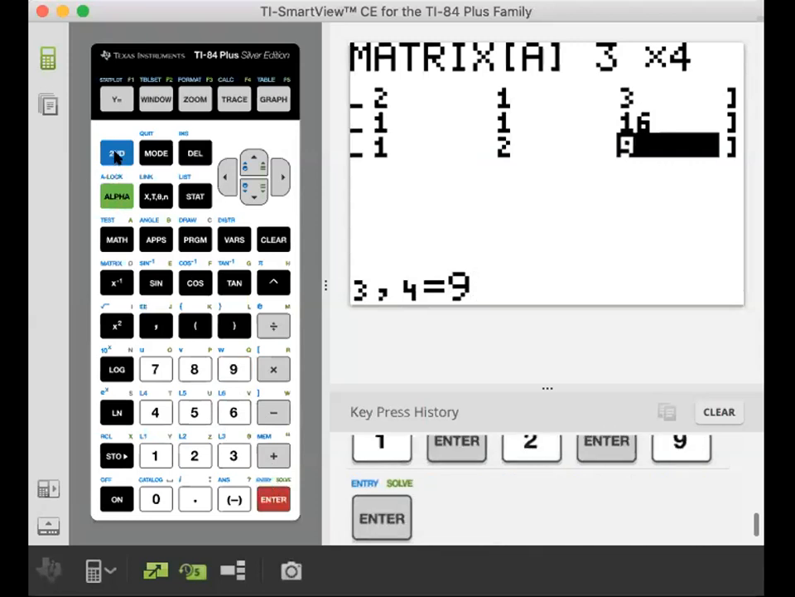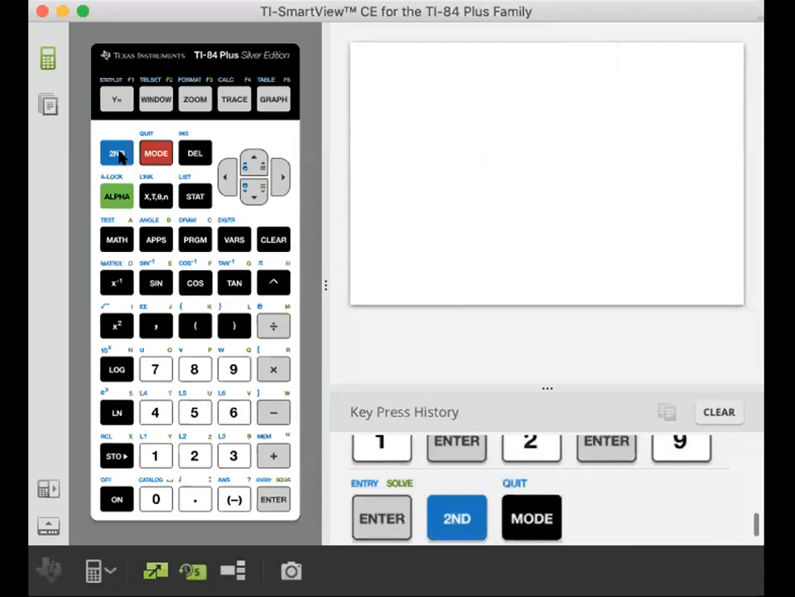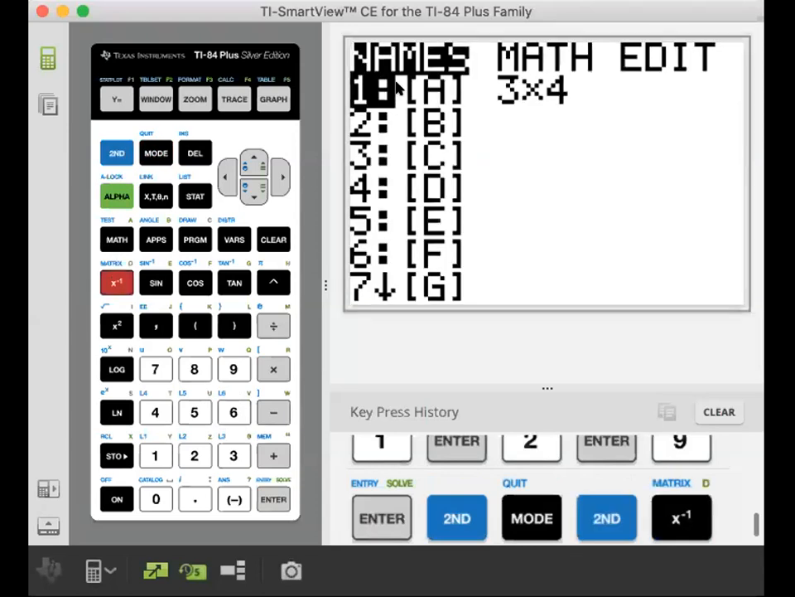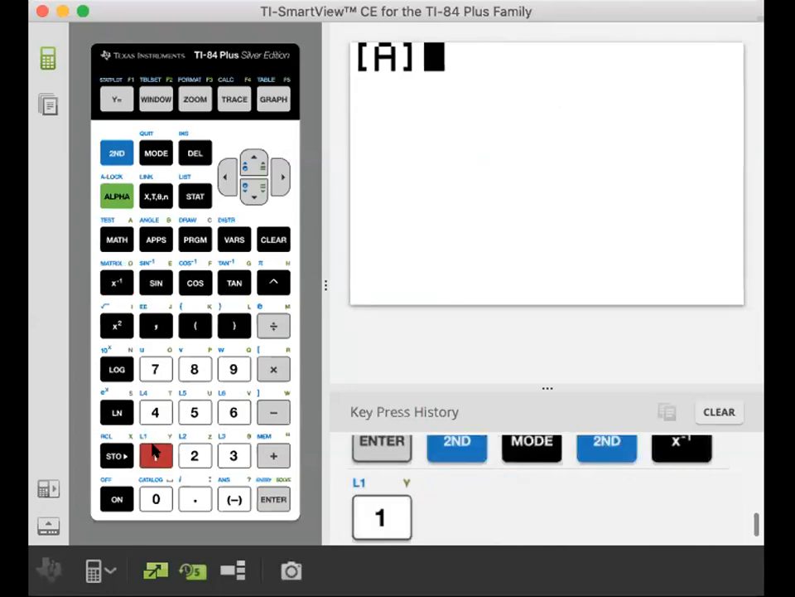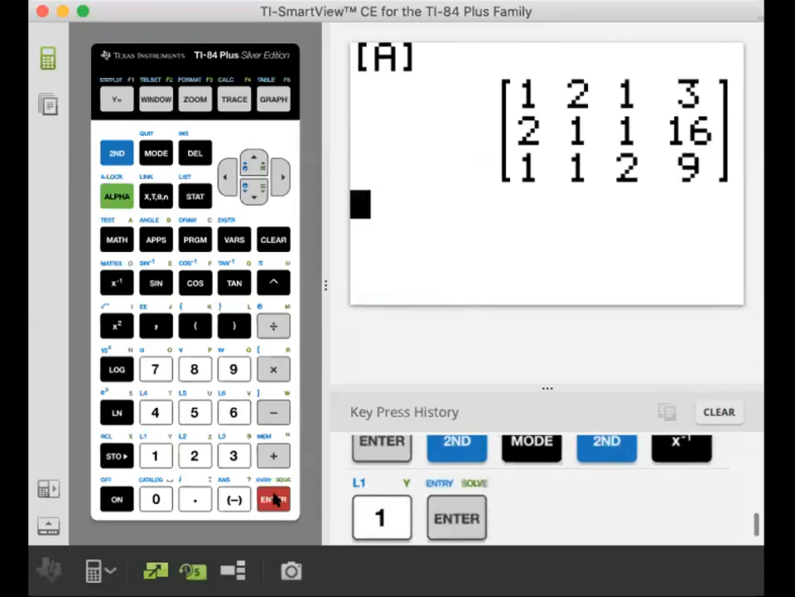And if I quit, if I do second quit, and then from this main home screen, I say second X inverse, and if I just go over to names where it is and push 1, the A will come up on the screen, and if I push enter, it will show me the matrix 1, 2, 1, 3, 2, 1, 1, 16, 1, 1, 2, 9.